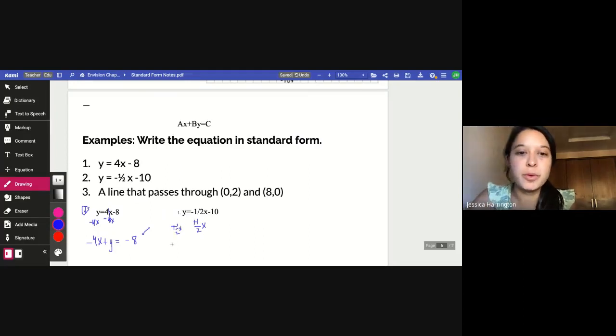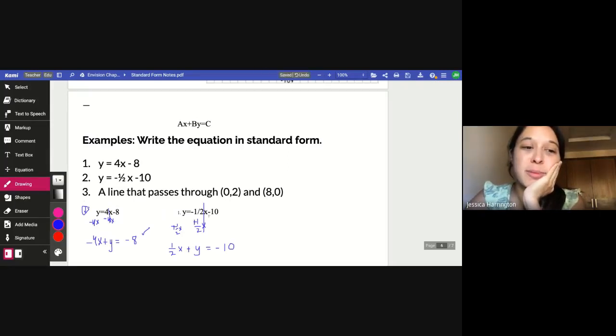This becomes 1/2 x. I'm just putting the x first so it matches standard form. Plus y. This goes away. What's left on the other side? Negative 10. So there we are. It's in standard form now. The x's and the y's are on the same side.